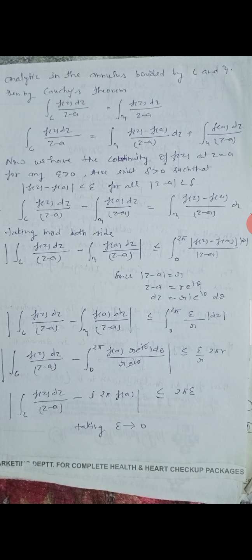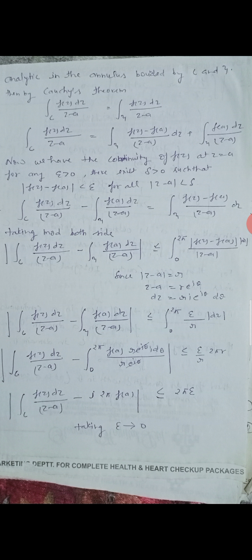Now taking modulus on both sides, the modulus of integral over C of f(z) dz over z minus a minus integral over gamma of f(a) dz over z minus a is less than or equal to integral from 0 to 2π of |f(z) minus f(a)| upon |z minus a| times |dz|. Since |z minus a| is equal to r, that is z minus a is equal to r e to the power iθ, so dz is equal to r e to the power iθ i dθ.